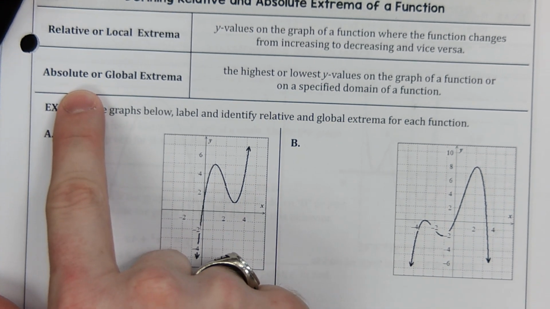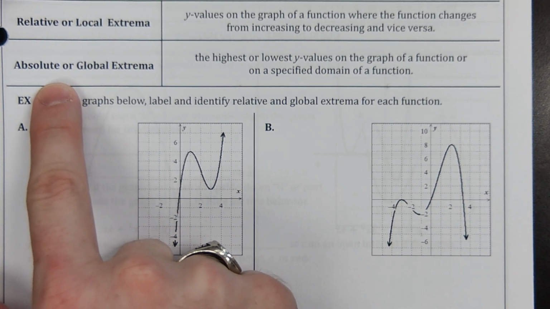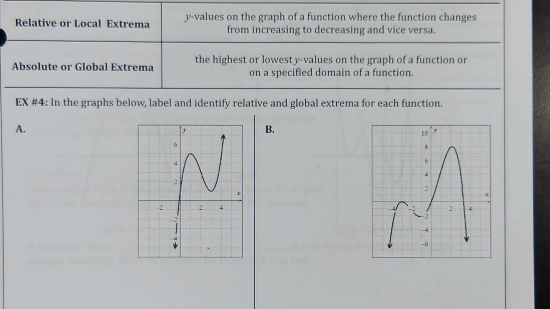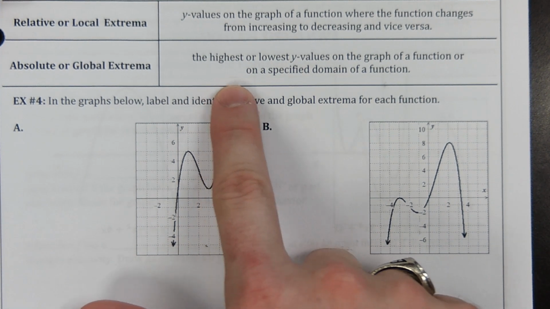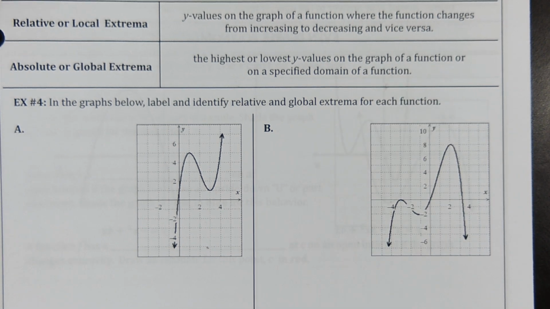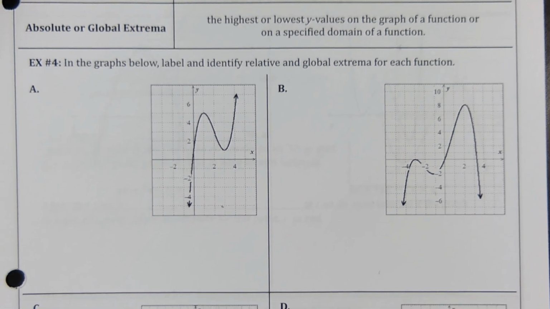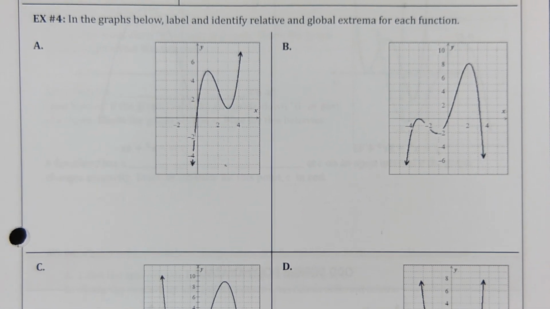Global or absolute means the highest or the lowest y values on the graph of a function or on a specific domain of a function. Why does it say on a specific domain? Because sometimes we have endpoints, and endpoints can represent extrema as well. So for these first examples, very simple. It says in the graphs below, label and identify relative and global extrema for each function. We're literally just going to put a dot there and say local min-max or absolute min-max.